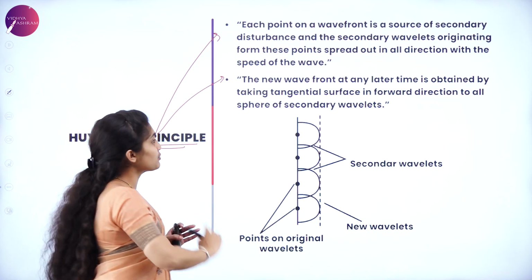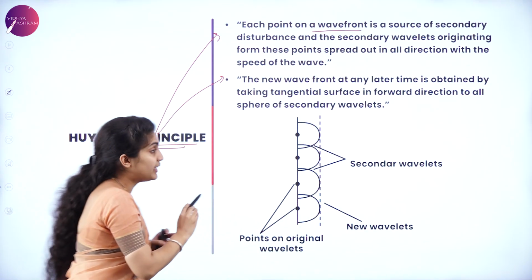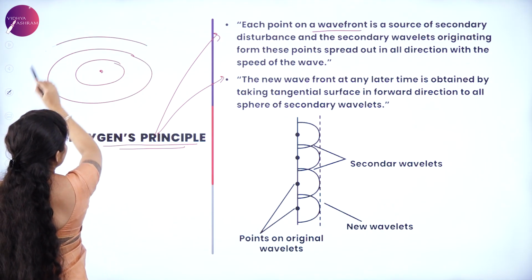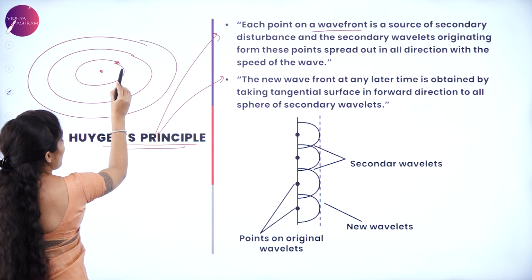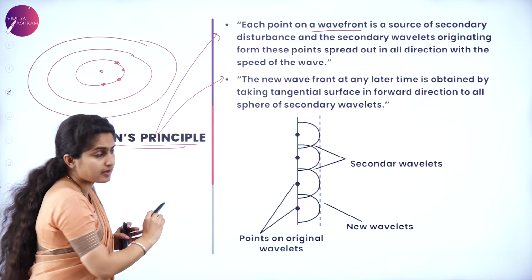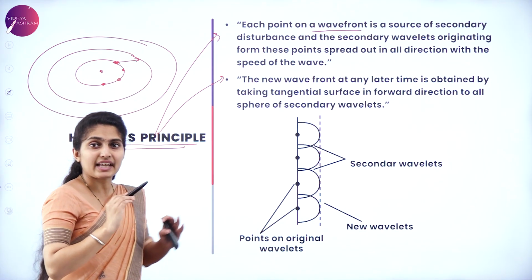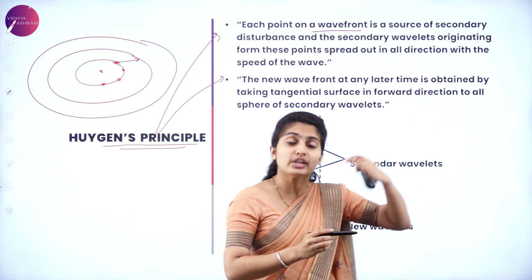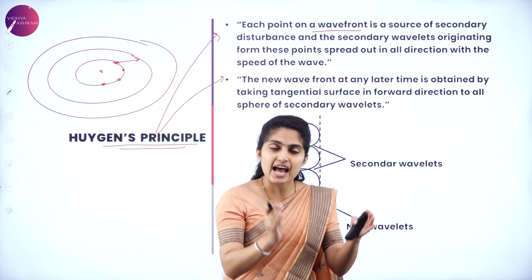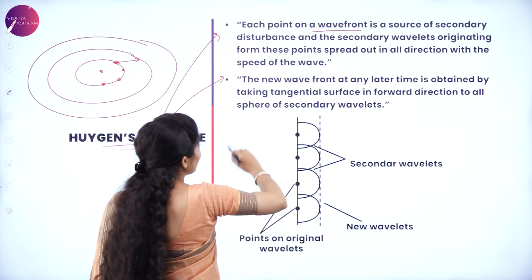The first principle says each point on the wave front, that means if suppose this is a center point and here the waves are formed, each point which is present over here, each point on the wave front is the source of the secondary wave front. It acts as a disturbance or a source to the secondary wave which forms. The primary wave acts as a source for the secondary disturbance. Clear?